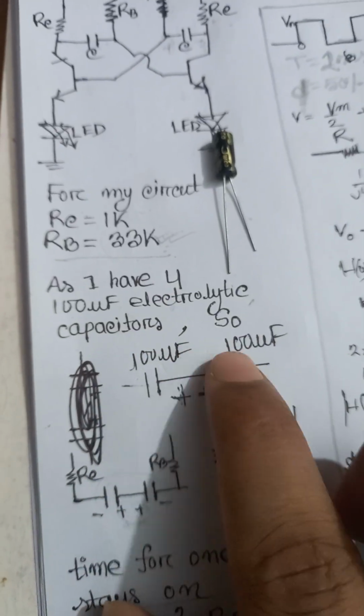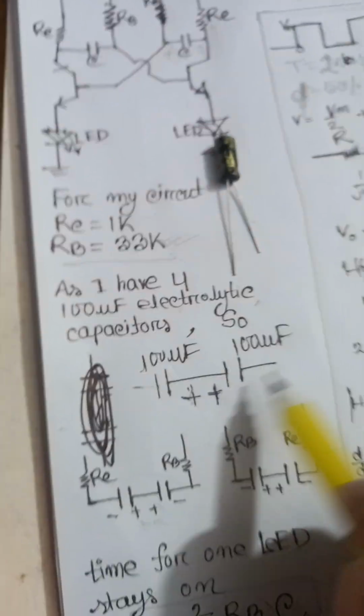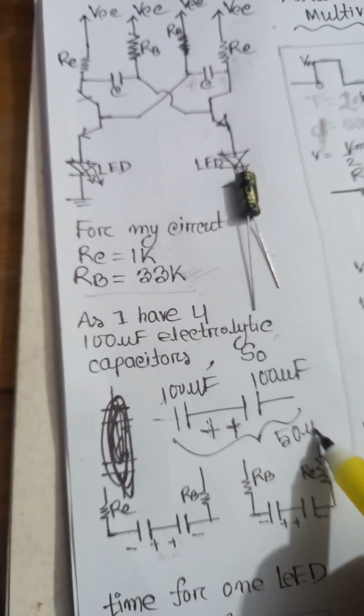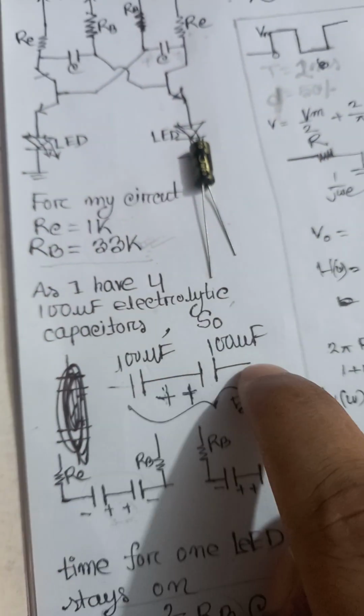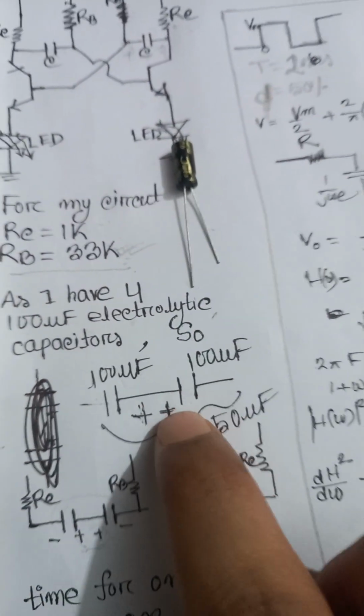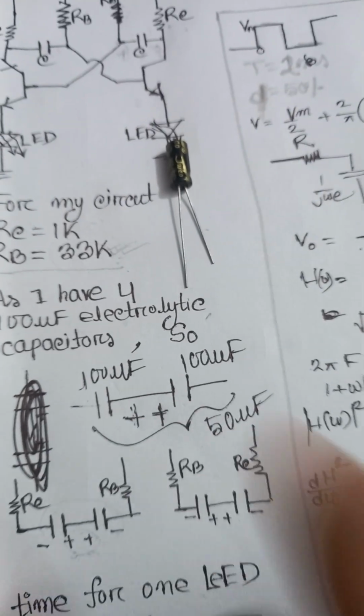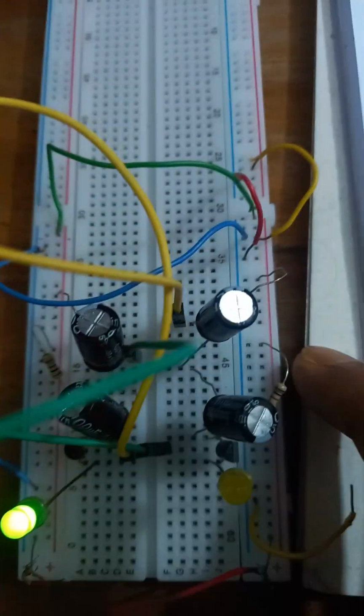Okay, and as these two capacitors are of 100 microfarad, if you connect them in series, you will get actually half, I mean 50 microfarad. If you know the formula for equivalent capacitance of series capacitors, you can easily understand that the equivalent capacitance is 50 microfarad. Okay, so now what is the time period of this circuit?